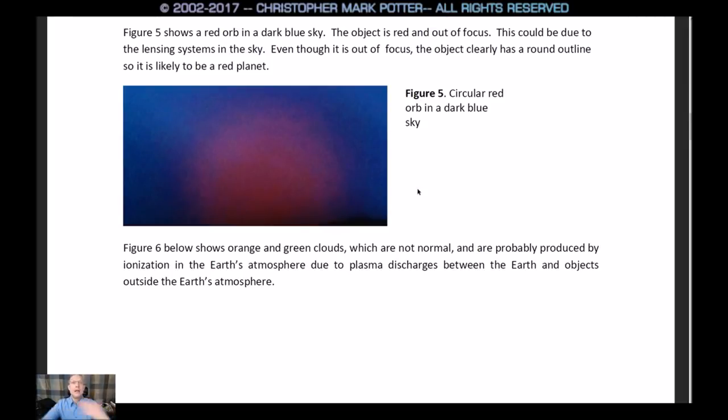The object is red and out of focus. This could be due to the lensing systems in the sky. It could very well be due to the flying cheese sandwich. Even though it's out of focus, the object clearly has a round outline, so it's likely to be a red planet. Figure 5, circular red orb in the dark blue sky.